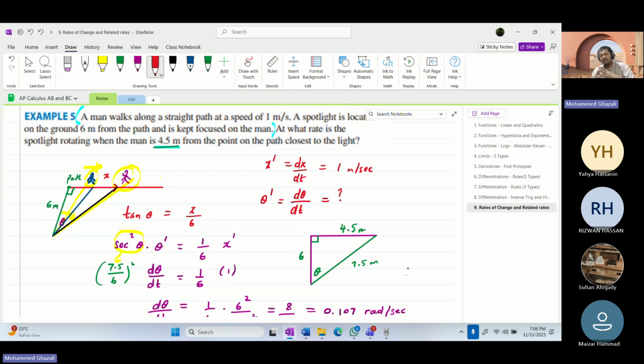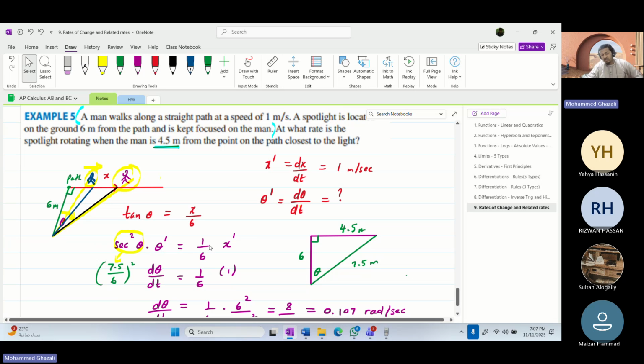It's like football players, man. When you have those lights, or the person holding the camera and he's 6 meters away, how fast is he rotating the camera to keep focus on the player moving that way? So it's things like that. This is purely application. That's what related rates are.